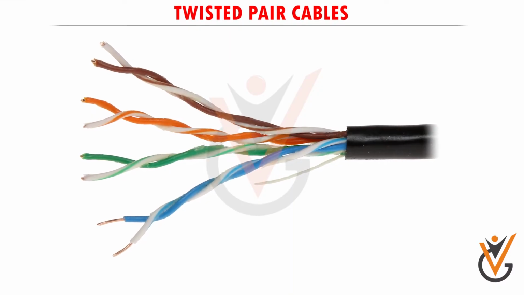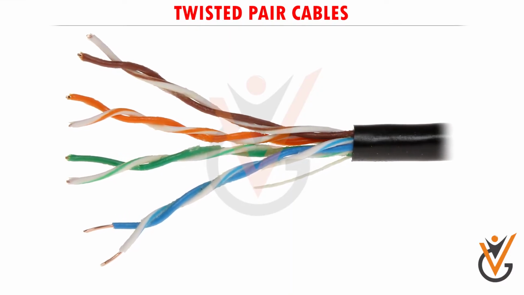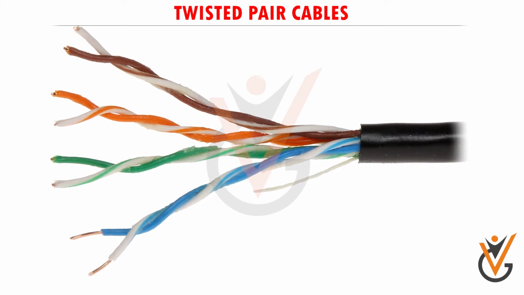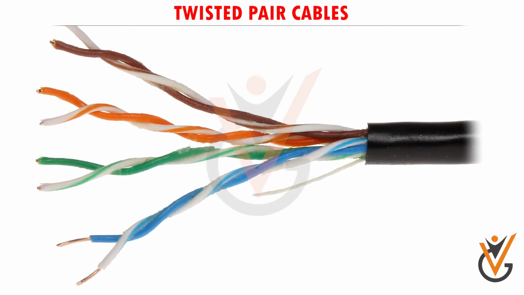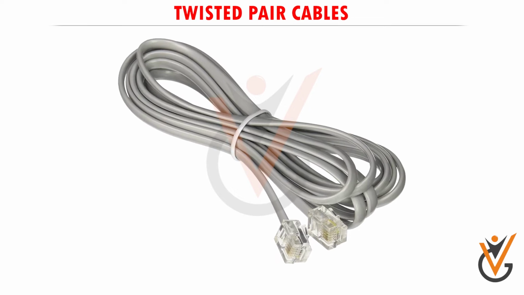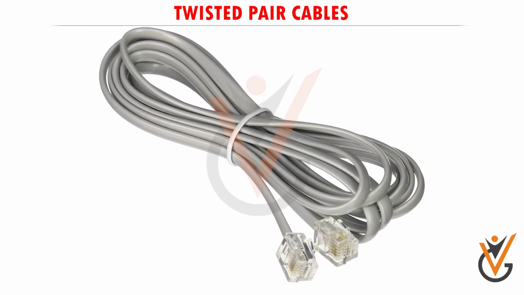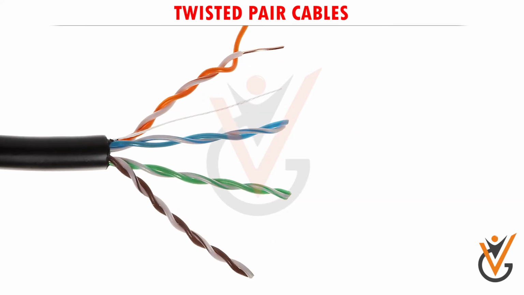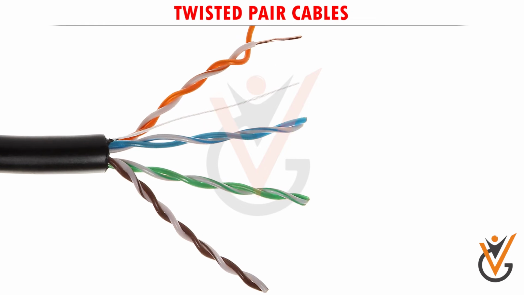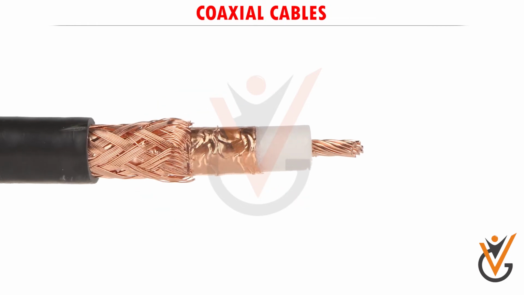Twisted pair cables. It has two or more insulated copper wires which are twisted with each other and are color-coded. These types of wires are usually used in telephone cables and the resistance to external interference can be measured by the number of wires.